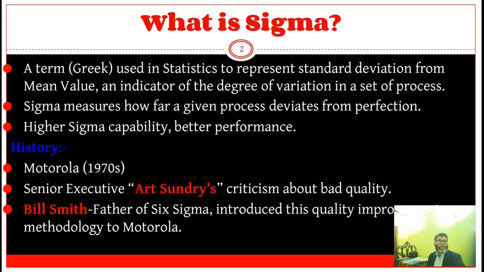The history of Six Sigma: it was introduced by Motorola in 1970. The senior executive Art Sundry criticized the bad quality, and Bill Smith, who is considered the father of Six Sigma, introduced this quality improvement methodology to Motorola.